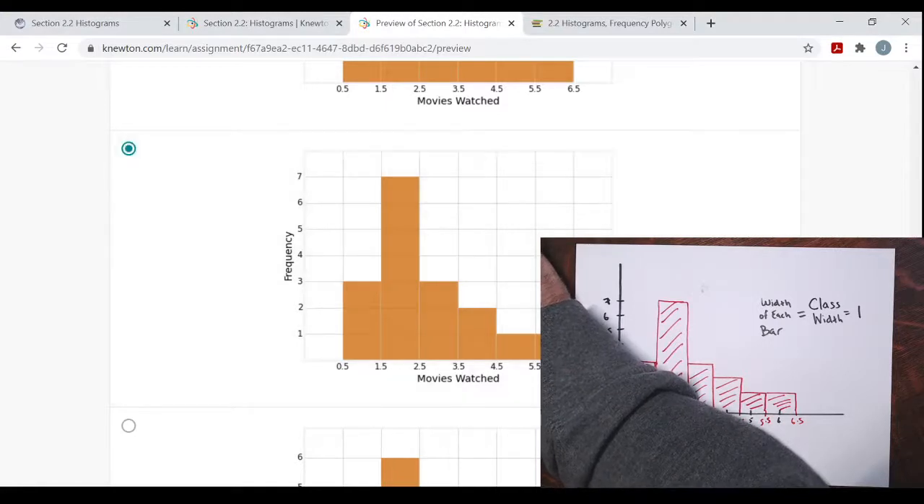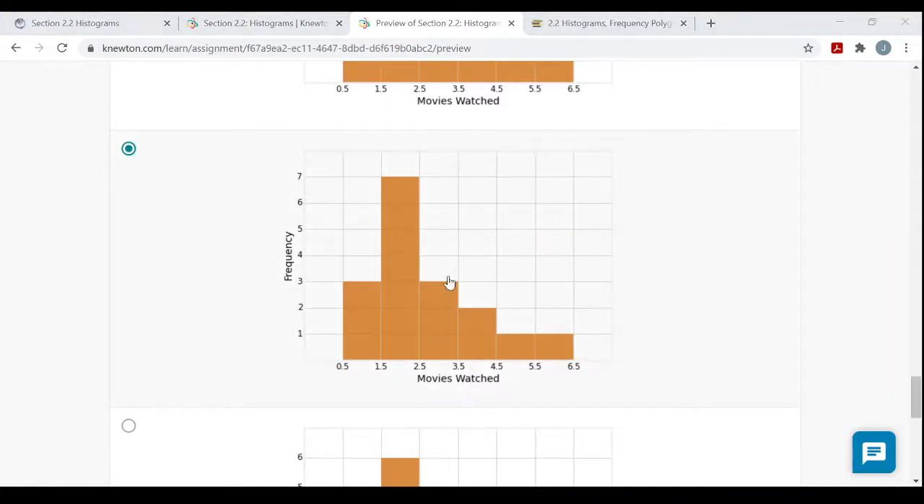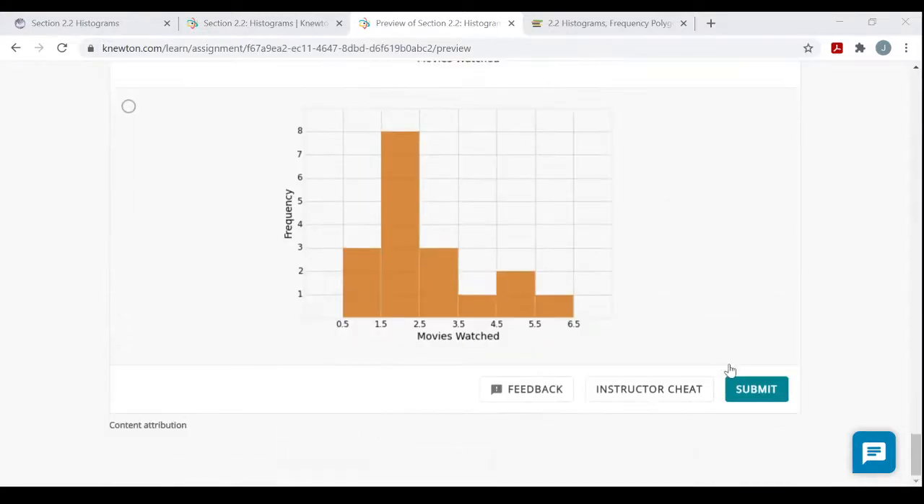Let me get rid of my picture there. Right, 3 movies. See 0.5 to 1.5. That's got 1 in the middle. All right. So how many students watch 1 movie? 3 of them. How many students watch 2 movies? 7. 3 movies. 3. 4 movies. 2. 5 movies. 1. 6 movies. 1. All right. Lots of those.